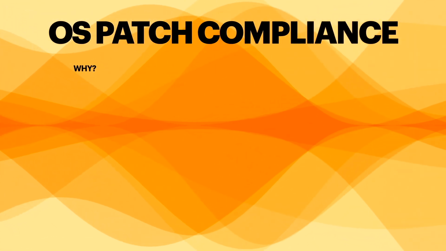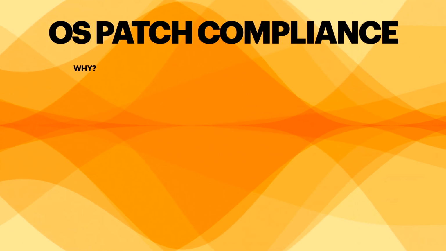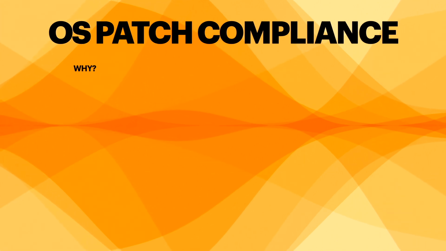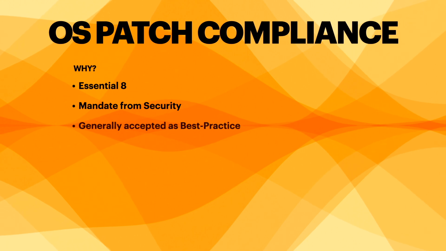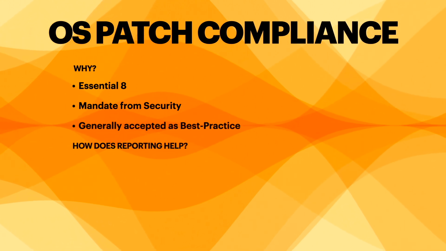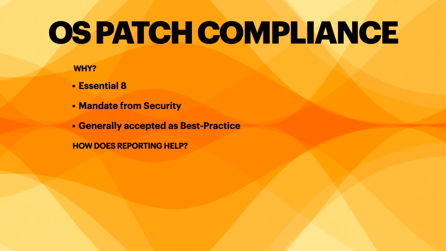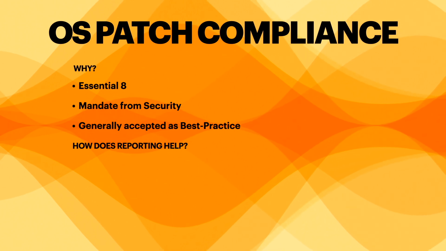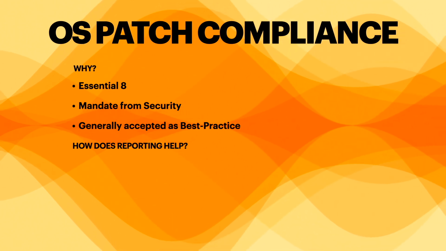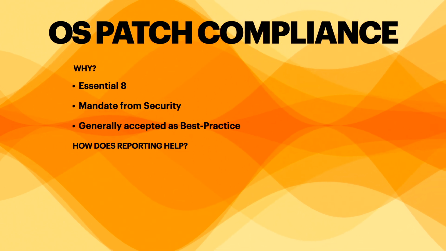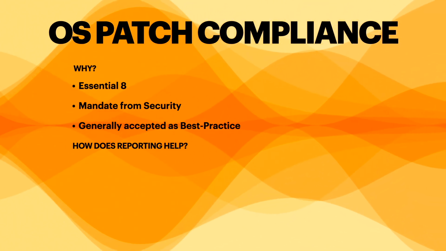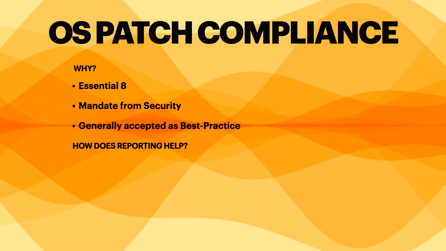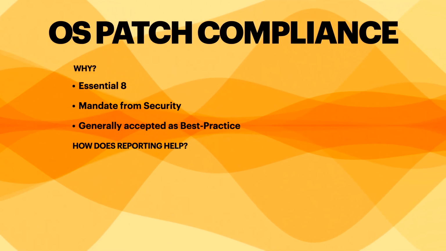So the next problem that I needed to solve was a better understanding of our patch compliance status. And there's a couple of reasons why we might want to do that. The first one is that patching is a crucial part of the Essential 8. Now I know that John is talking about the Essential 8, and I think that's tomorrow, is that right? John's going to be talking about the Essential 8 a bit more tomorrow, but patching is a crucial part of the Essential 8. Our security team also have a mandate that we apply critical patches within a timely manner. And it's pretty much, at this point, generally regarded as best practice.